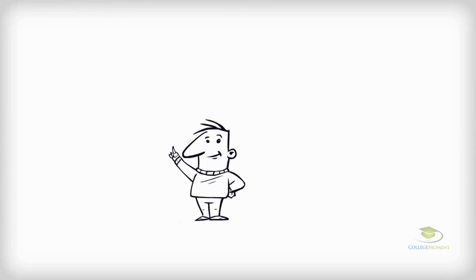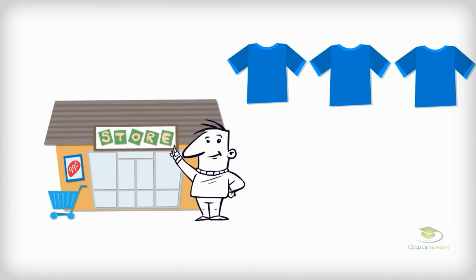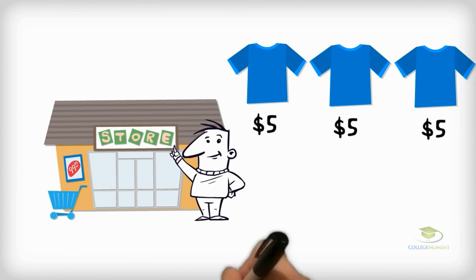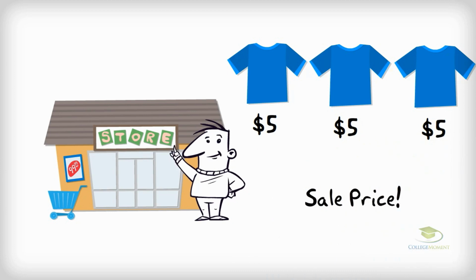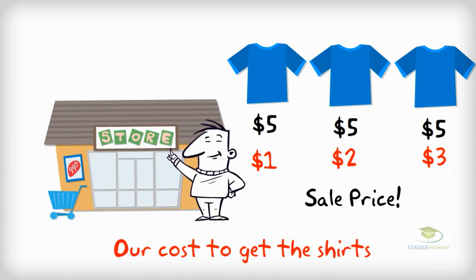Let's assume you own this store and you're selling t-shirts for $5 each. $5 is the sales price of each t-shirt. In order to sell the t-shirts, we had to buy them first. We bought the first t-shirt for $1, the second for $2, and the third for $3. That is the cost to get each t-shirt to our store.